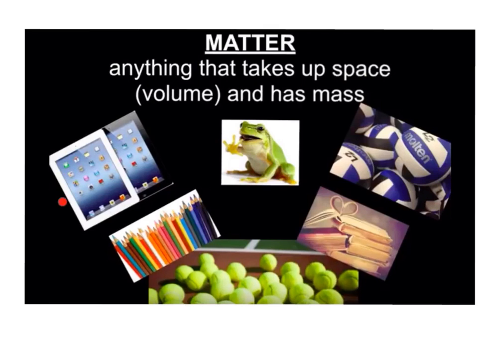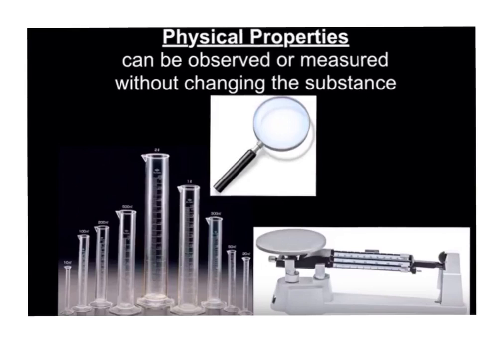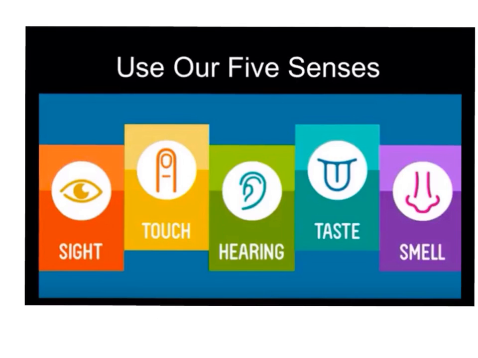So matter could be an iPad. It could be your colored pencils. It could be this little frog, volleyballs, a little craft, or tennis balls. So, the physical properties of matter. Physical properties means what properties of matter can be observed or measured without changing the substance. This is hugely important, without changing the substance, and we will talk more about what this means.